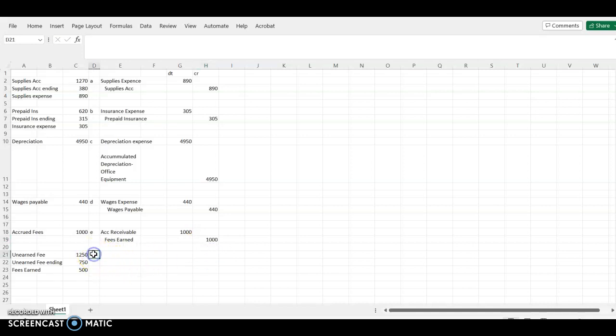And this is F. F is what? We have to adjust the unearned fees. Okay, so debit unearned fees and credit fees earned. Okay, 500.